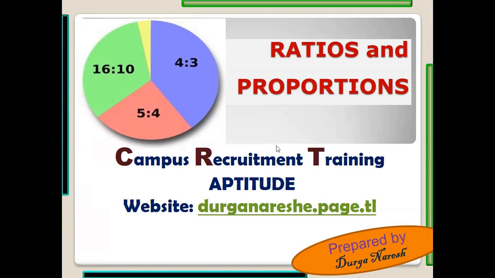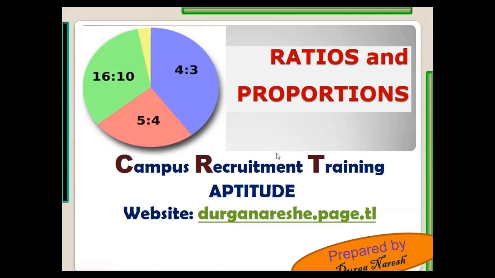So write down one more important and basic topic related to quantitative aptitude: ratios and proportions. What exactly is the meaning of ratio and what exactly is the meaning of proportion? Here we have to cover that.